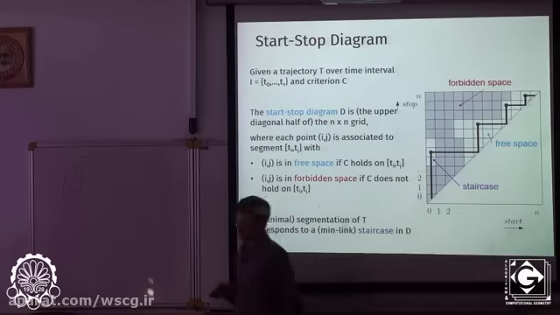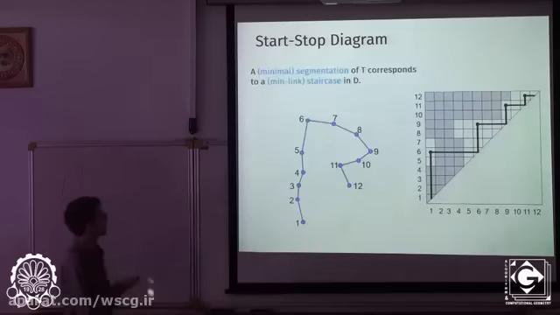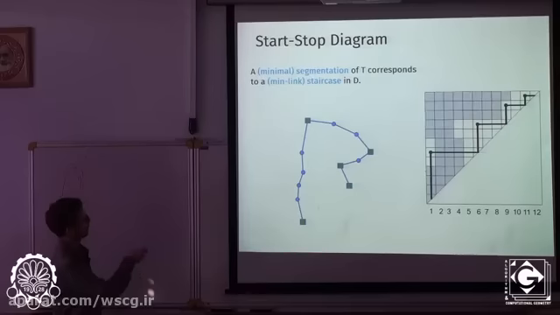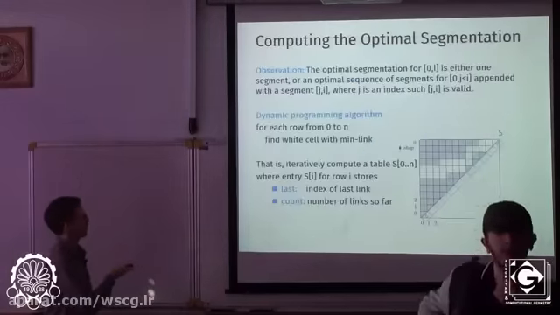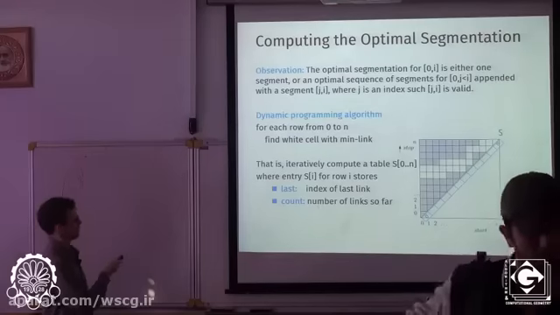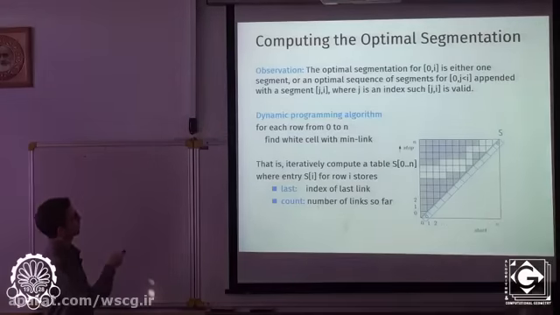So in this example, if this is maybe my trajectory, then I cut at 6, and then I cut at 9 again, 11 and 12. So then this would be my segmentation. Now this staircase we can compute by a very simple dynamic program. So let me just quickly show it.